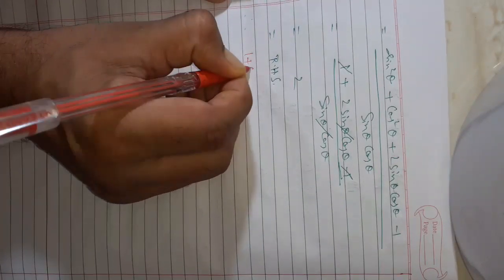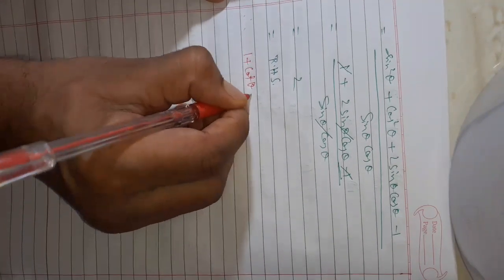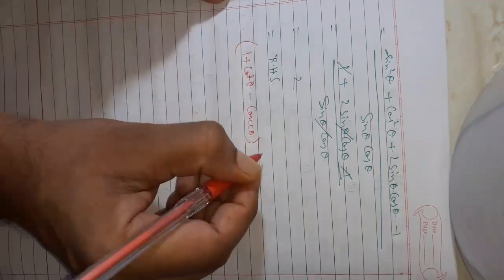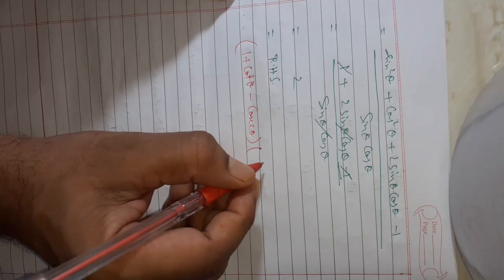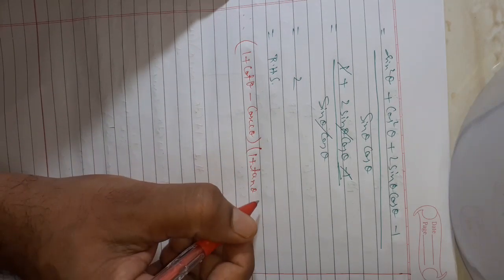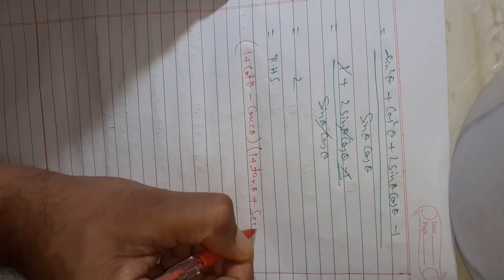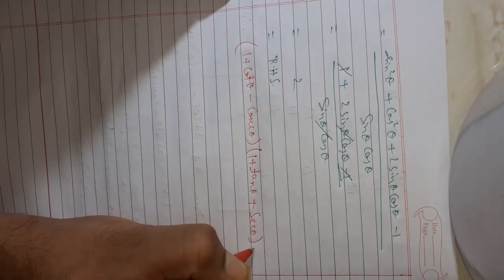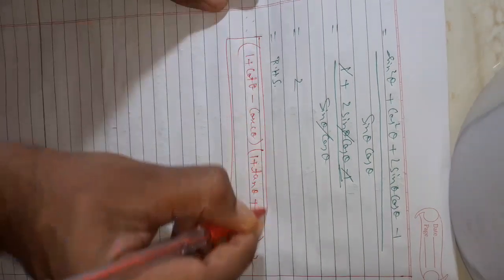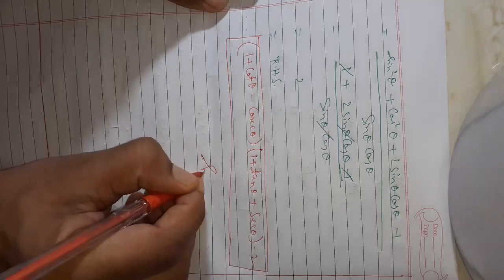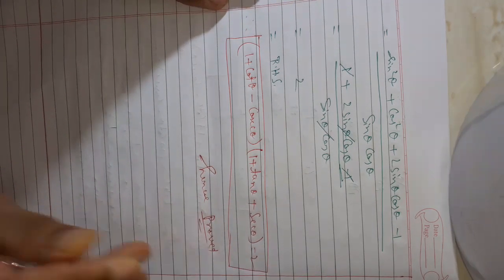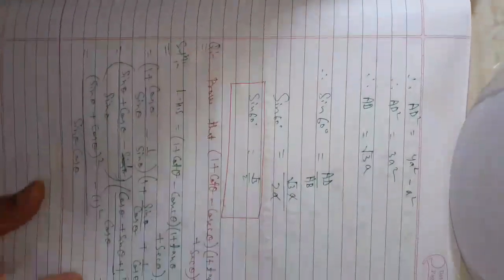Therefore 1 plus cot theta minus cosec theta, and in other bracket 1 plus tan theta plus sec theta is equal to 2. Okay, hence proved. This was very important question.